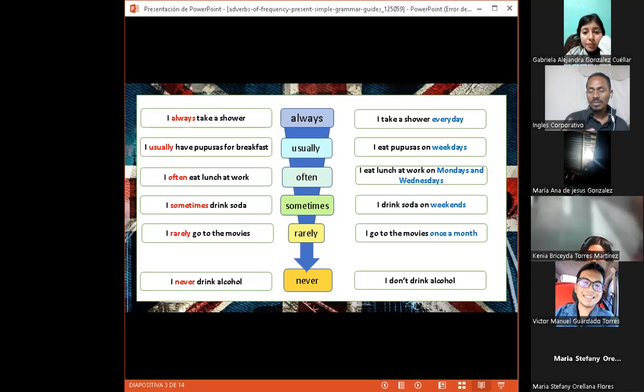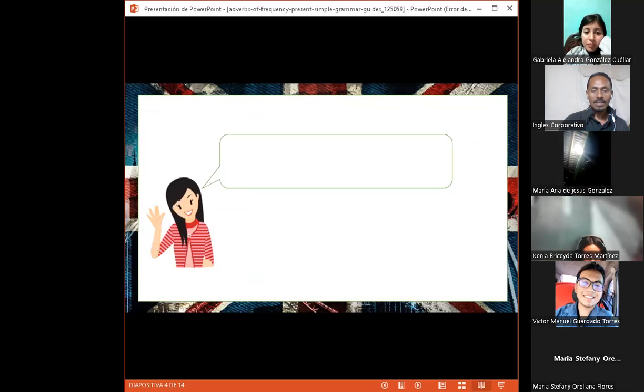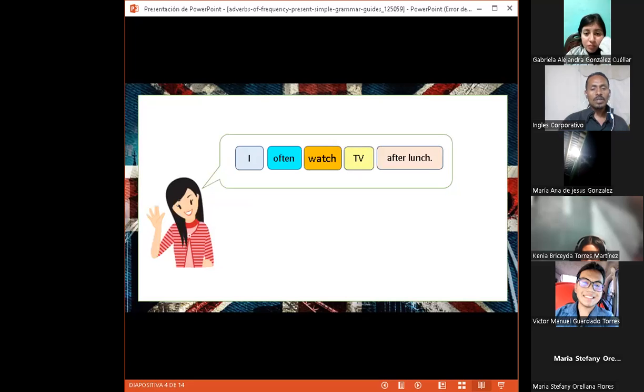This is important, the position of the adverbs. The book or the manual presents only adverbs, in the position before the verb, antes del verbo. Okay? You see there the position? I often watch television after lunch.